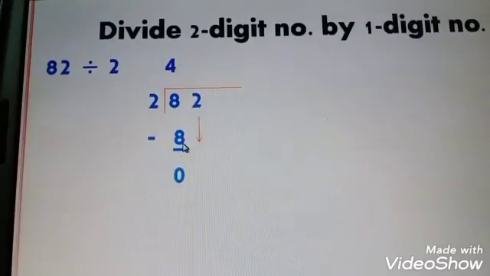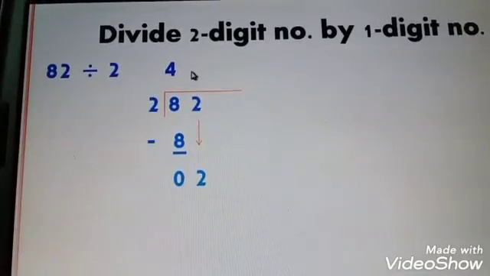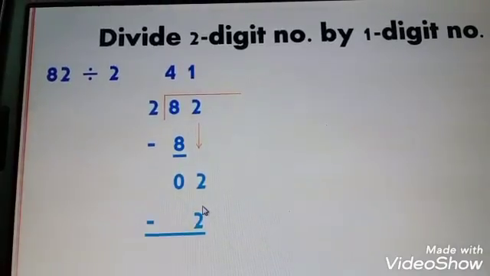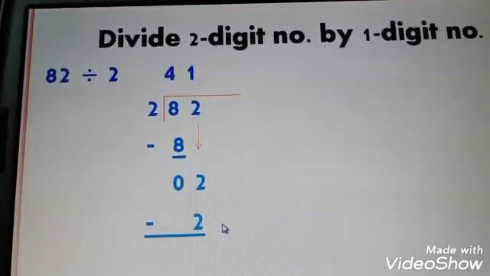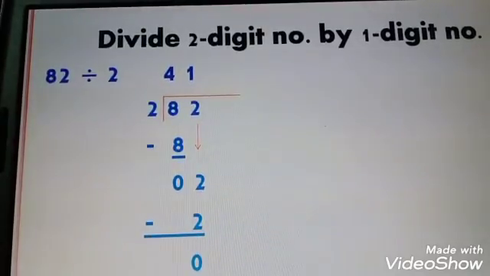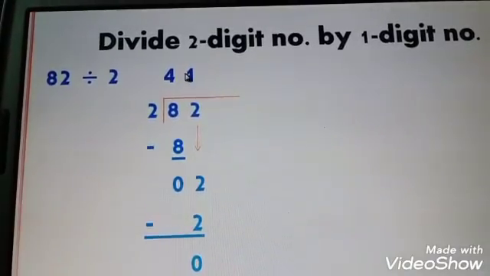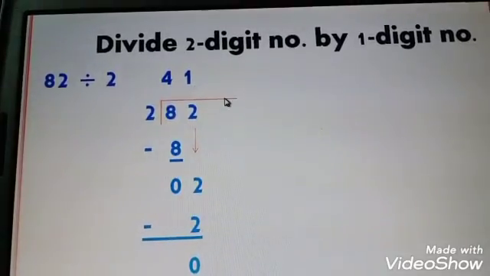So 8 minus 8 is 0. Now we'll copy down 2 with 0. Now in the table of 2, 2 comes how many times? 1 time. So 1 you will write here, and then write 2 down. 2, 1 are 2, and then subtract. 2 minus 2 is 0. So your answer is 41, because your quotient is your answer, which is 41, and the remainder is 0.